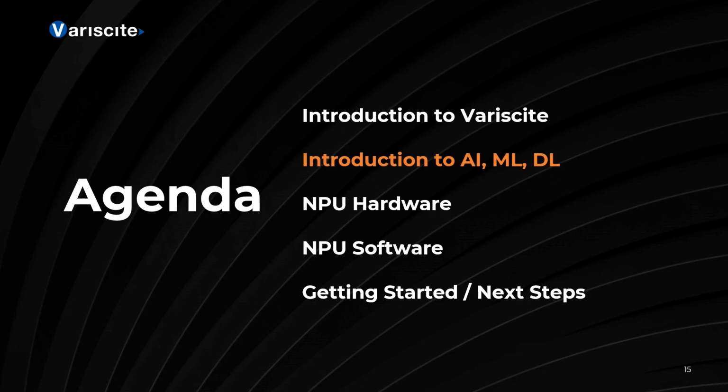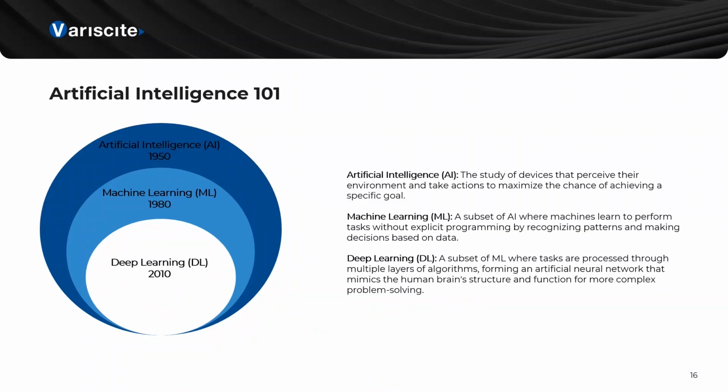Now I will introduce artificial intelligence, machine learning, and deep learning, and share some of the key concepts to know when getting started. Okay, let's first look at the different categories of artificial intelligence. AI, which started around 1950, involves creating machines that can perceive their environment and act to achieve specific goals. It's about making machines smart.